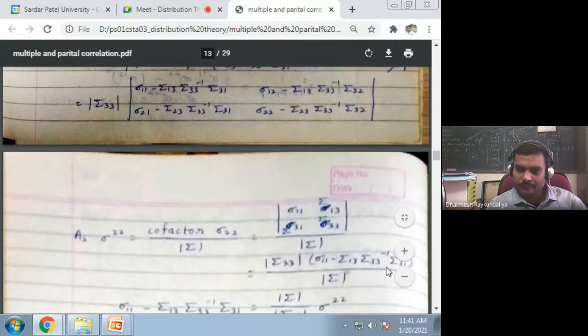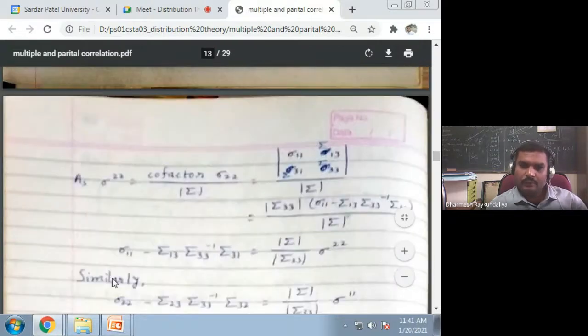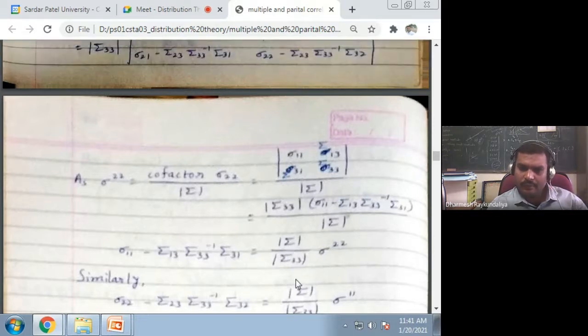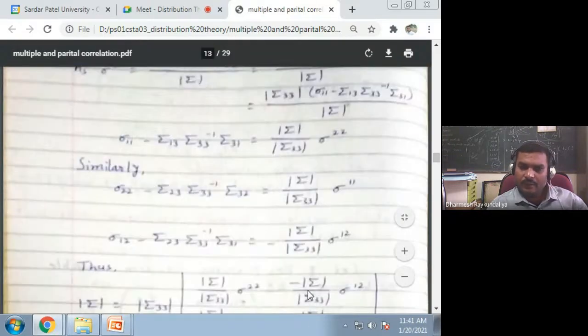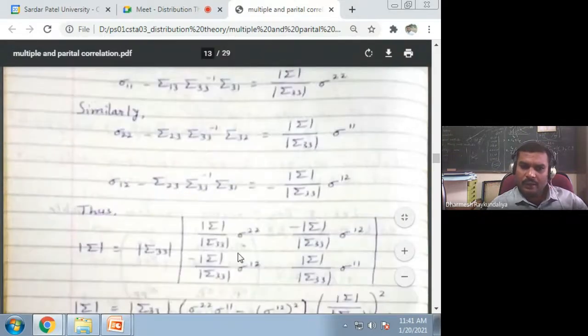Okay, and this. So what is this, sigma 1 1 minus sigma 1 3 sigma 3 3 inverse sigma 3 1 equal to? That we have already obtained in the previous example. So that is the determinant of sigma upon sigma 3 3 sigma 2 2. Similarly, if I wish to find out the cofactor of this, it is nothing but this. Okay, so we know all of this; sigma 1 2 we have also derived.